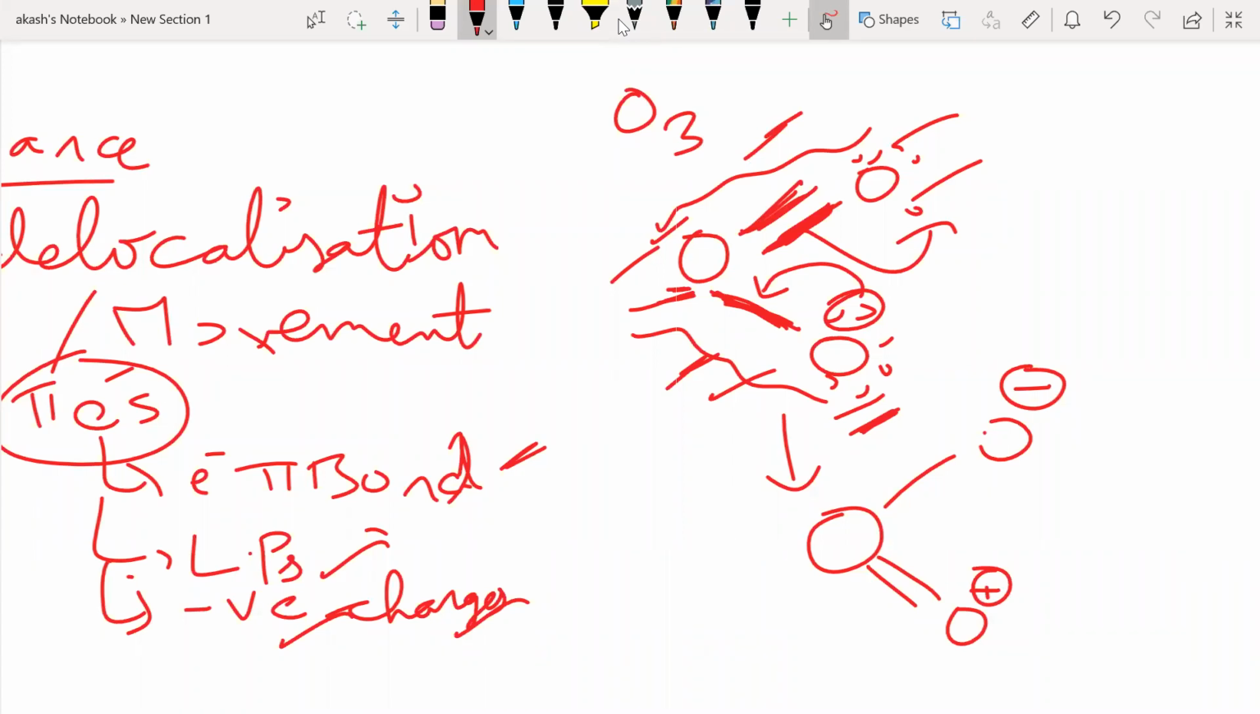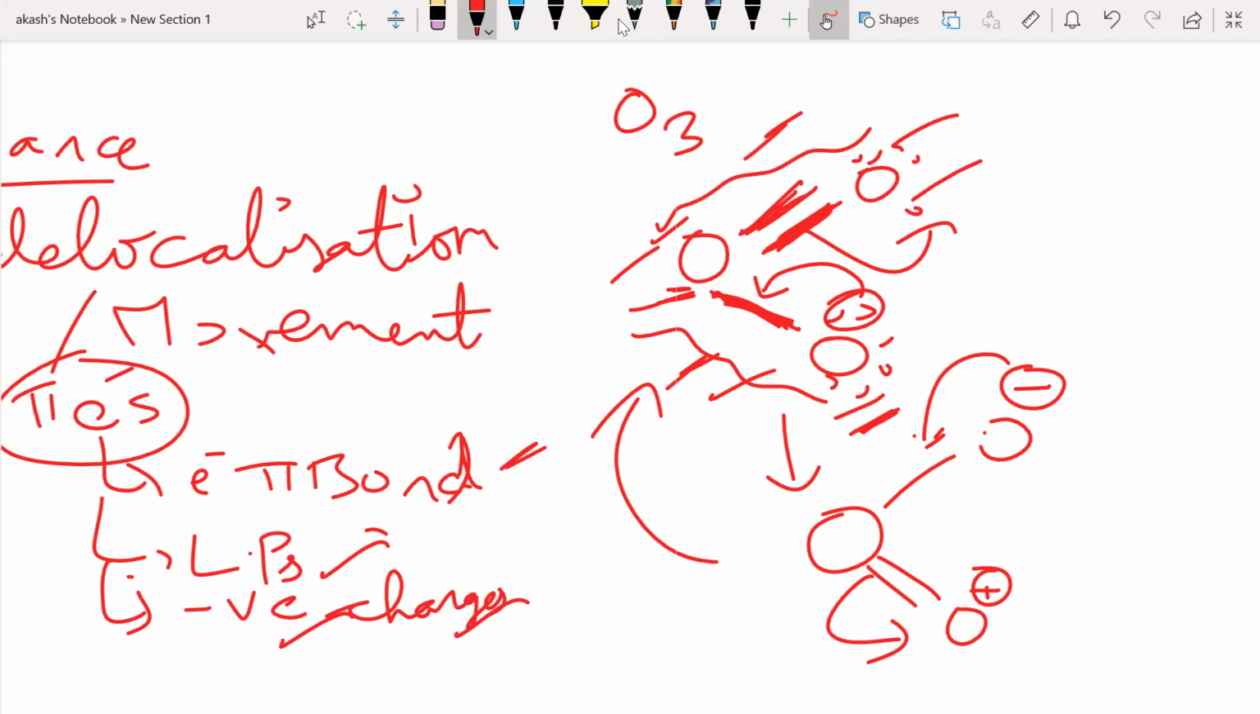Now what can happen? Again, you can start with the negative charge, make it come here, and make this go here. You will end up with this structure again. Hope you understand. So again, I repeat what I did: I made one double bond and one single bond like this. Now, as I told you, resonance is actually the movement of pi electrons.